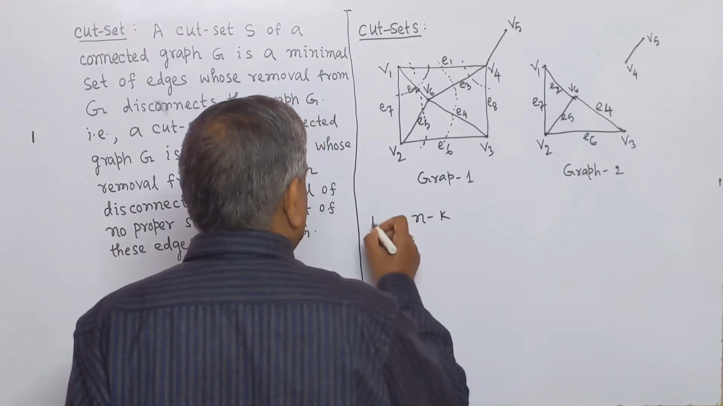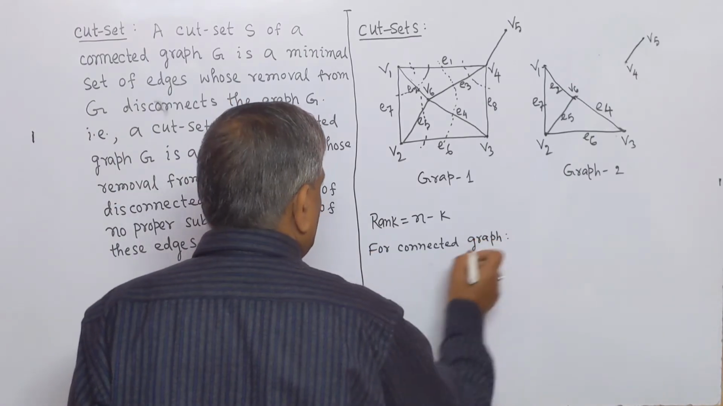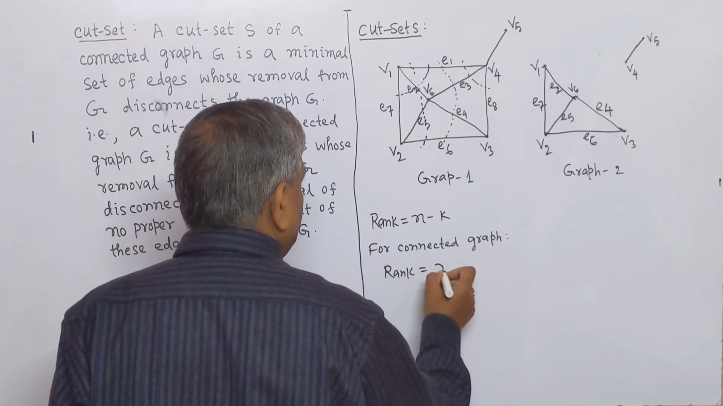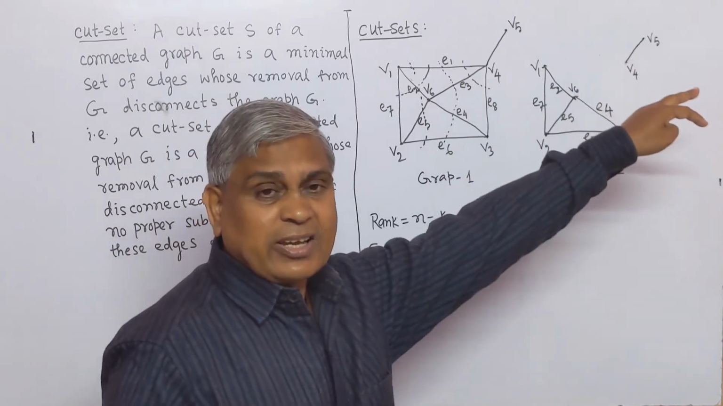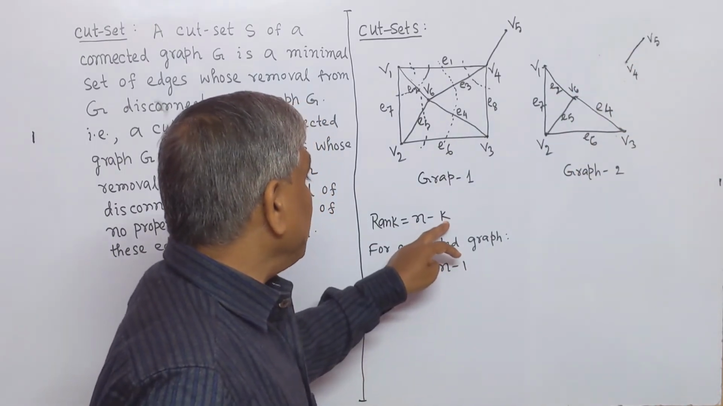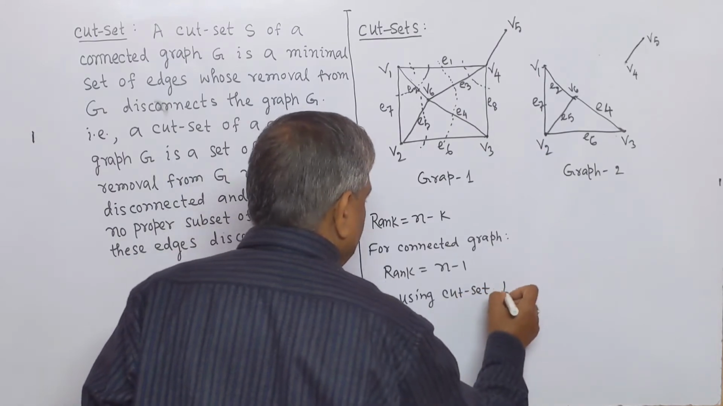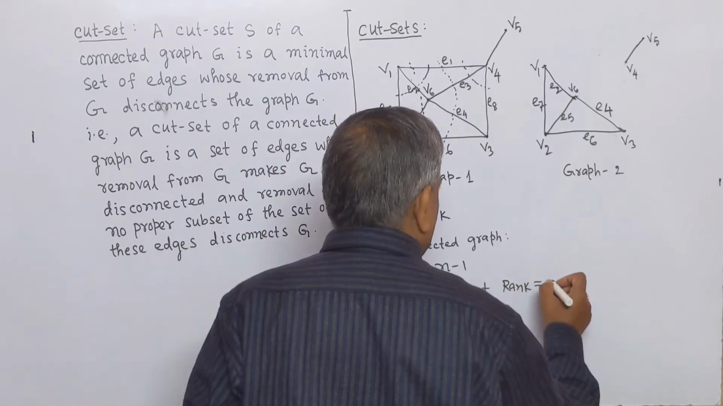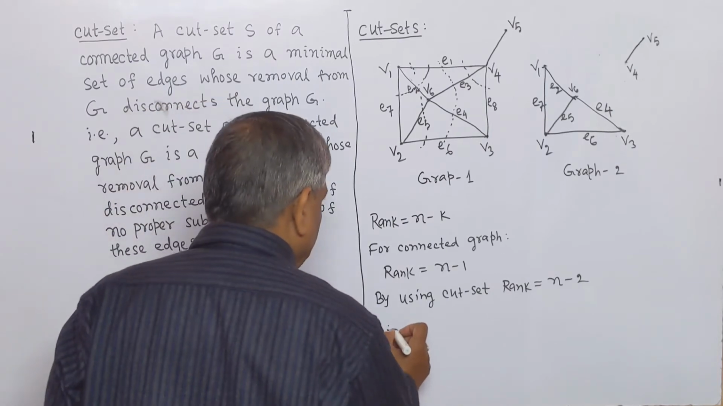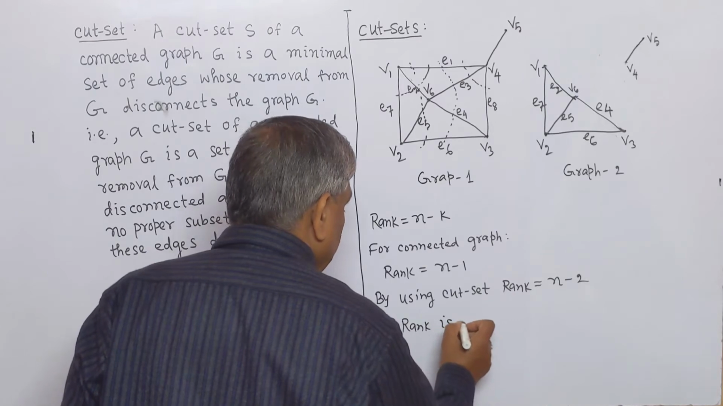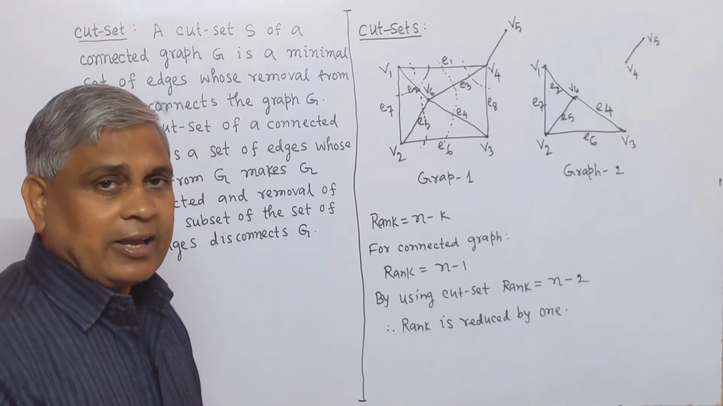We know that the rank of a graph is n minus k. This is rank. For a connected graph, rank equal to n minus 1. But a cut set will disconnect the graph into two components. So here the number of components for a connected graph is 1, k equal to 1. By using a cut set, the rank of the graph will be n minus 2. That is, rank is reduced by 1. Therefore, rank is reduced by 1.